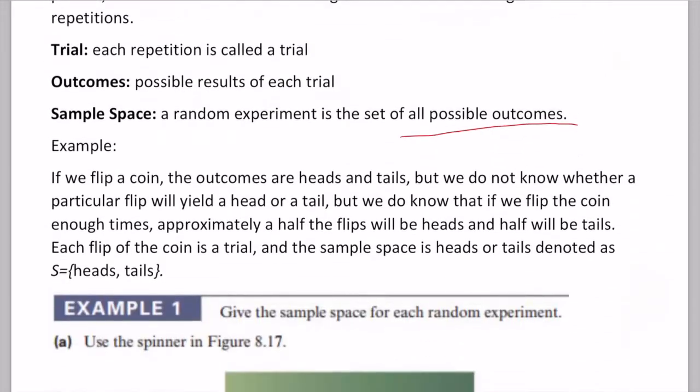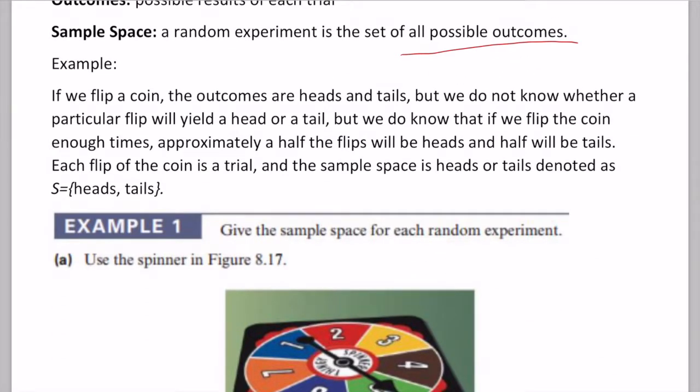Example. If we flip a coin, the outcomes are heads and tails. But we do not know whether a particular flip will yield a head or a tail. But we do know that if we flip the coin enough times, approximately half the flips will be heads and half will be tails. Each flip of the coin is a trial, and the sample space is heads or tails, denoted as S equals curly brackets heads, tails. Okay.